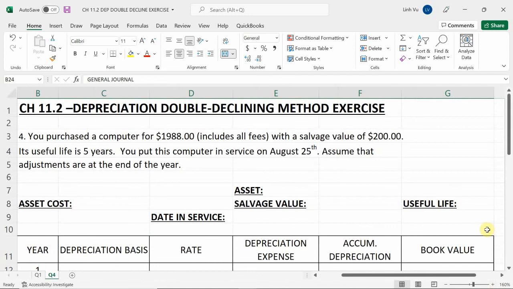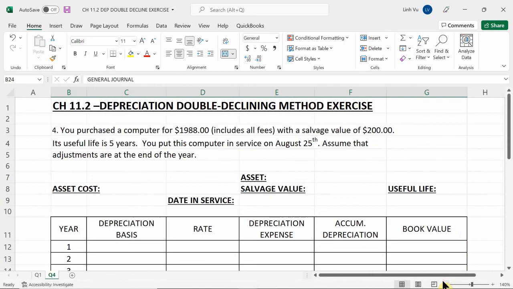Okay. So in this case, we purchased an asset. We purchased a computer for 1988, which includes all fees, with a salvage value of $200. Its useful life is 5 years, and you put this computer into service on August 25th. Assume that the adjustment entries are made at the end of the year. So in this case, we bought a computer, right?